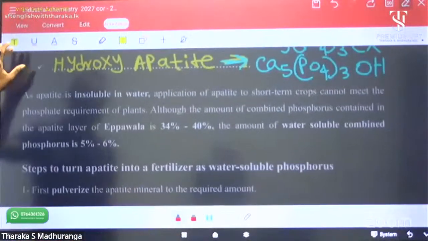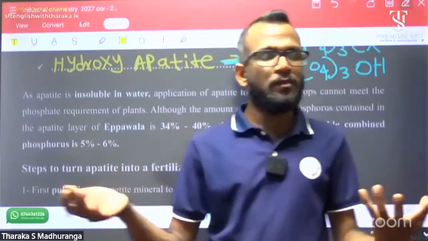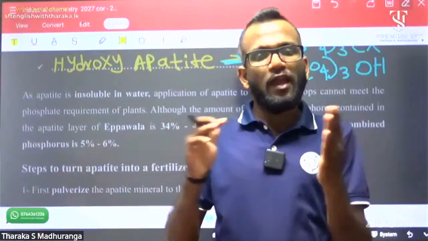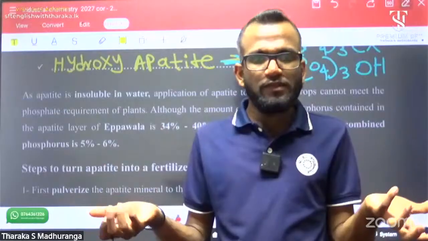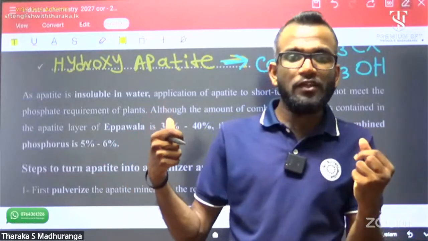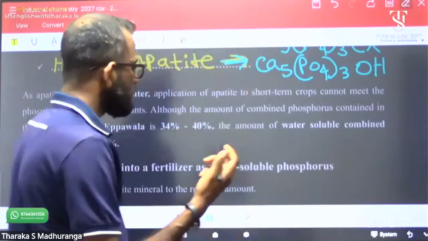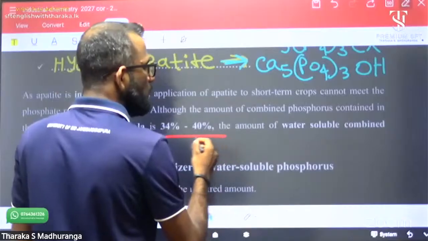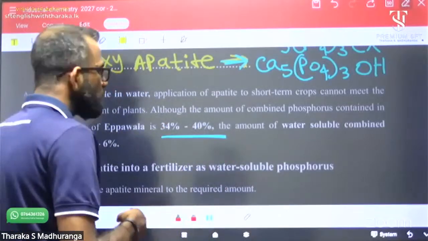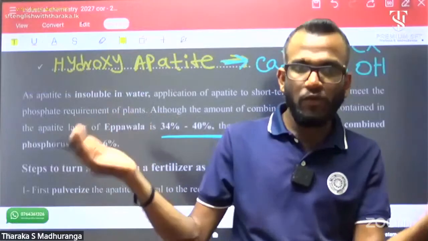Now, the main thing you have to remember, we have an apatite resource, but this apatite contains 34 to 40% of phosphate. Normally, this is just soil, okay.